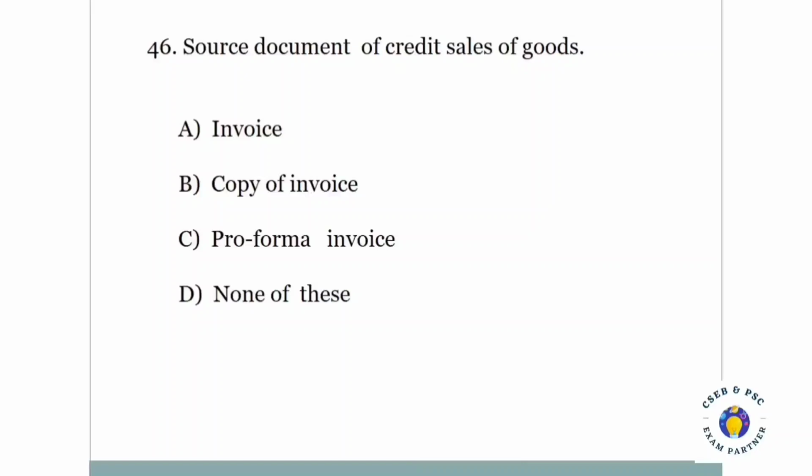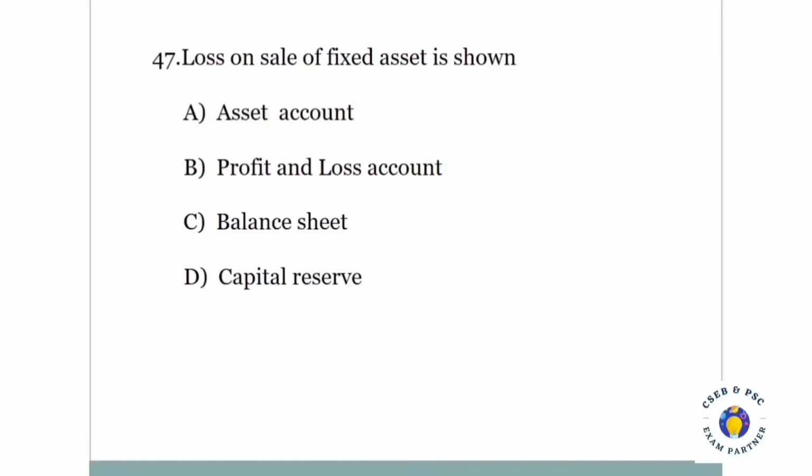Question number 46. Source document of credit sales of goods. Option A, invoice. Option B, copy of invoice. Option C, pro forma invoice. Option D, none of these. Answer is copy of invoice. Question number 47. Loss on sale of fixed asset is shown. Option A, asset account. Option B, profit and loss account. Option C, balance sheet. Option D, capital reserve. Answer is profit and loss account.